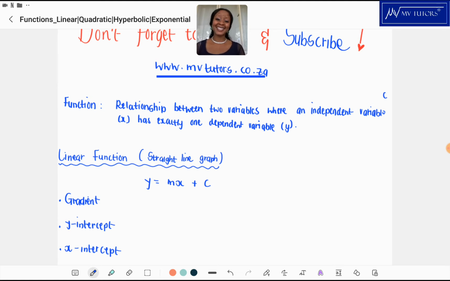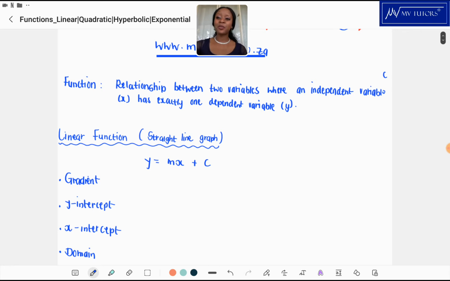They like asking this in the paper one questions, I think question 5, 6, 7 or something like that. So please, if you understand this, you can score a lot of marks. I know for a lot of people this is a tough section, but if you really understand the functions, guys, it's going to go well. I promise you. So a linear function is basically a straight line graph. And you would be familiar with the equation y is equal to mx plus c, okay?